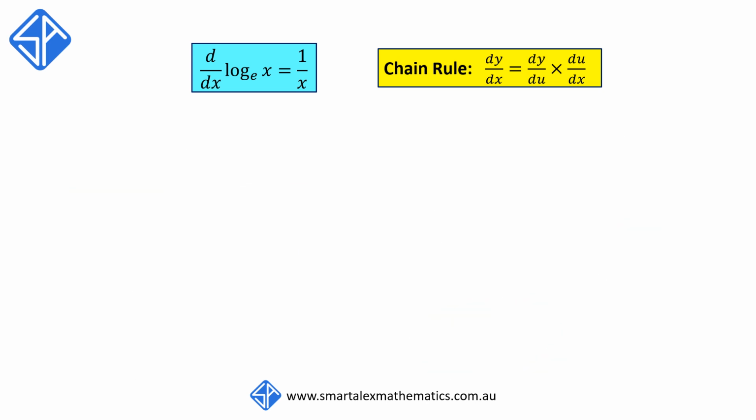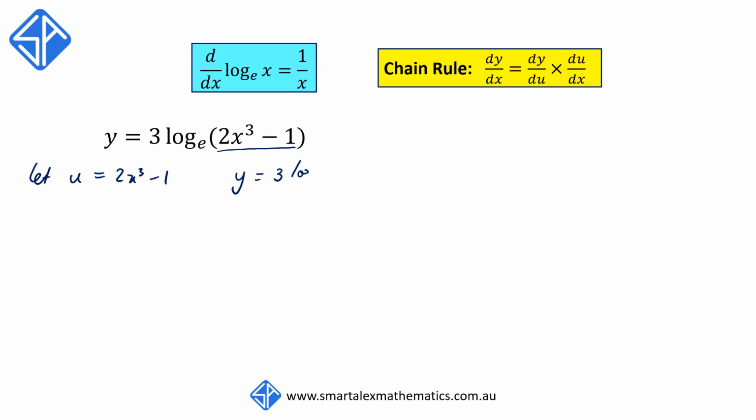Our third example, we've got the function y is equal to 3 times log base e of 2x cubed minus 1. Again, we're going to let the argument of the log function be u. So we say let u equal 2x cubed minus 1. So we can write y in terms of u as y is equal to 3 times log base e of u. Then differentiating each expression, du on dx is 6x squared, whilst dy on du is 3 on u.